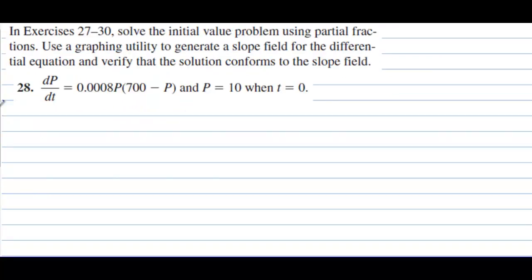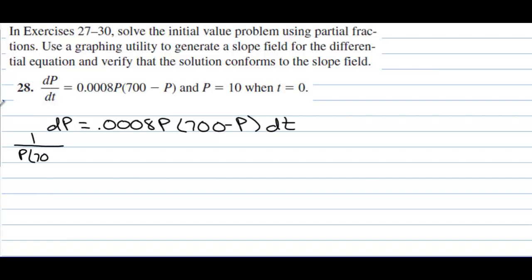Solve the initial value problem using partial fractions. Use a graphing utility to generate a slope field for the differential equation. Verify that the solution conforms to the slope field. 28, we're going to solve the differential equation. We have dP is equal to 0.0008 P times 700 minus P dt. Let's get the P's with the dP. We have 1 over P times 700 minus P dP is equal to 0.0008 dt.